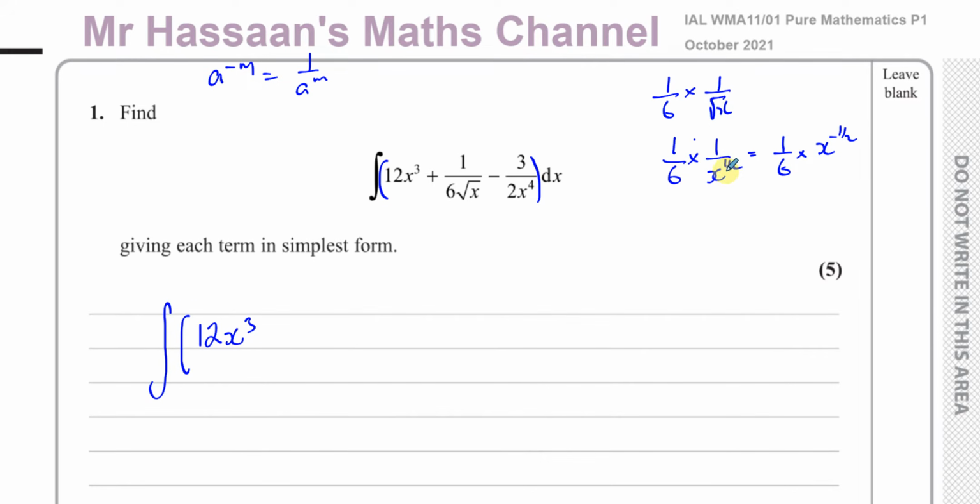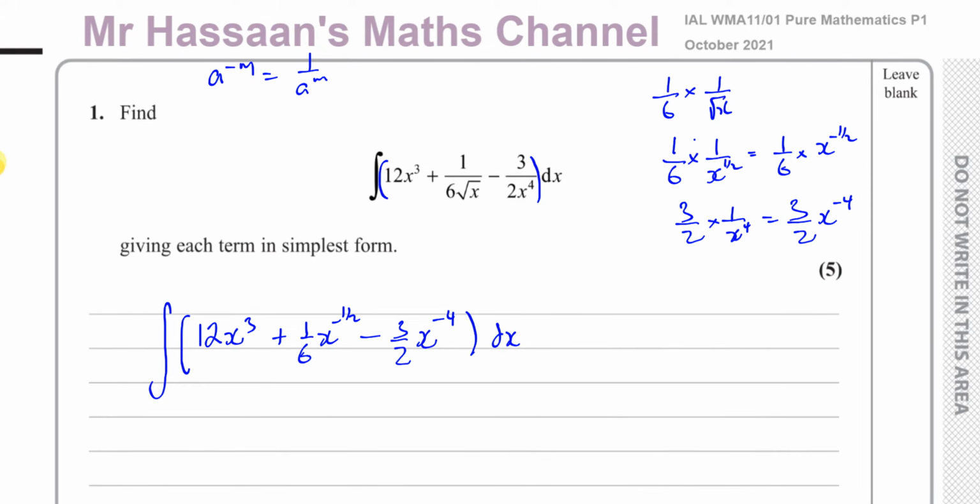So 1 over x to the power of a half is the same as x to the power of negative a half. So this can be written as plus 1 over 6 x to the power of negative a half. That's now ready to be integrated. Similarly here, this is like 3 over 2 times 1 over x to the power of 4. The x to the power of 4 is in the denominator and we want to write it in the numerator. So this is minus 3 over 2 times x to the power of negative 4. All of that has to be integrated with respect to x.